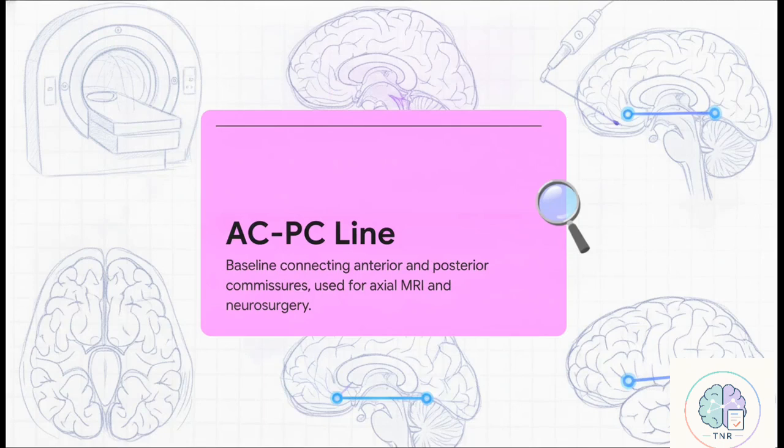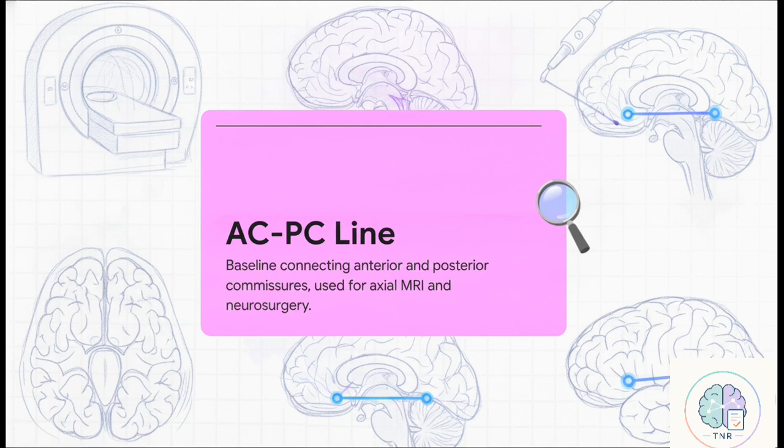Okay, so to make sure everyone is looking at these scans from the exact same angle, medicine requires a strictly standardized baseline. Enter the ACP line. This is the baseline connecting the anterior commissure, which is a white matter tract crossing in front of the fornix, straight back to the posterior commissure, another white matter band near the pineal gland. Setting this consistent horizontal baseline is absolutely critical.